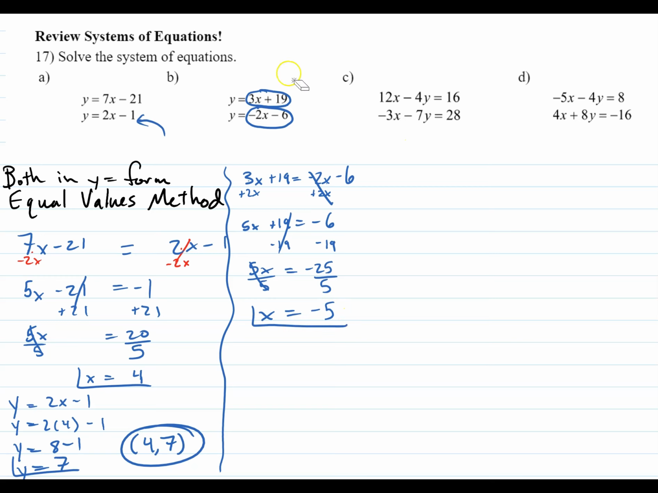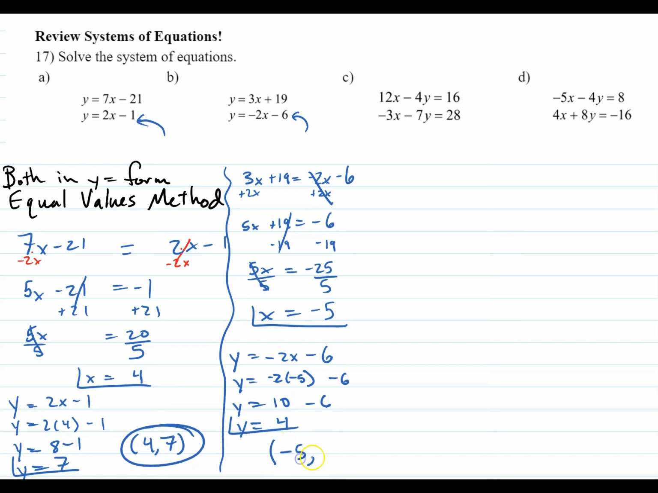Then I pick an equation. I'm going to pick the bottom equation again. Plug back in x equals negative 5 to solve for y. y equals negative 2 times x minus 6. So y equals negative 2 times negative 5, subtract 6. Negative 2 times negative 5 is positive 10, negative times a negative. And then if you subtract 6 off of that, you get 4. So the solution, x comma y, is (negative 5, 4).